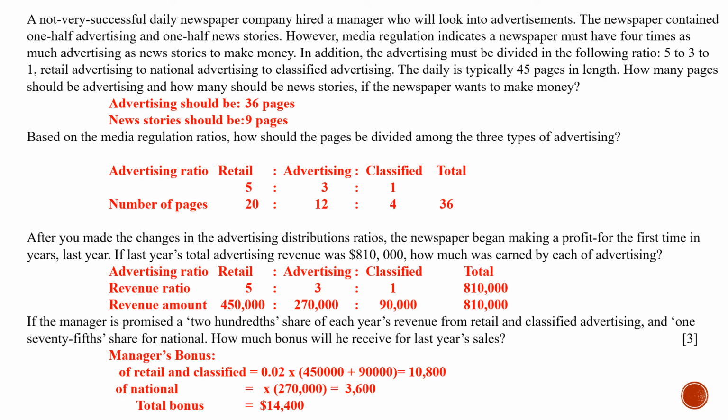All right, 2 over 100 is 200ths, understand? And 1/75 is 1 over 75. So how much bonus will he receive? So 2 over 100 you times with 450,000 plus 90,000. Why? Because 200ths is from retail and classified. Do you see that? And the 1 over 75 is missing from there actually. It's supposed to be 1 over 75 times 270,000, which is for national, right? Share for national advertising. All right, how much bonus? You just add up everything and you should get 14,400.